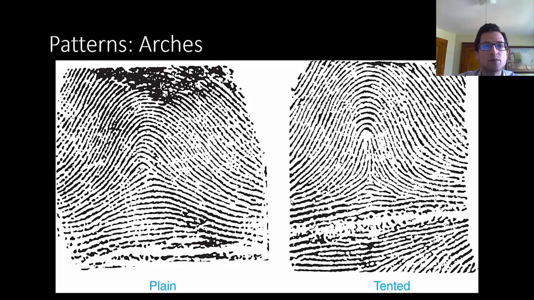So those are the 3 types of general patterns. We have loops with single delta, whorls with 2 deltas on either side and the whorl in the middle, and we have arches, which are just sort of waves, either pointy ones, which are tented, or smoother ones, which are plain.